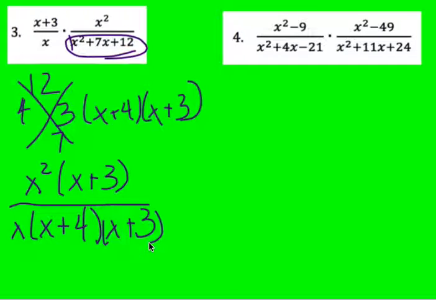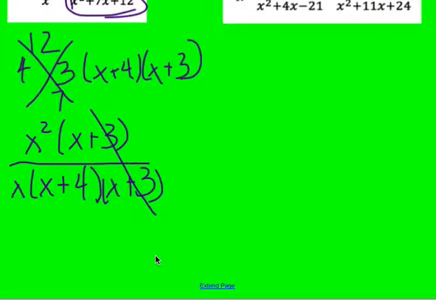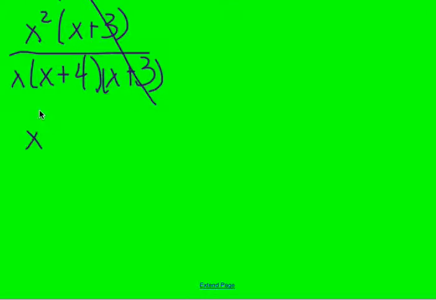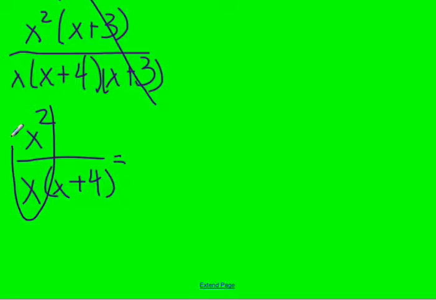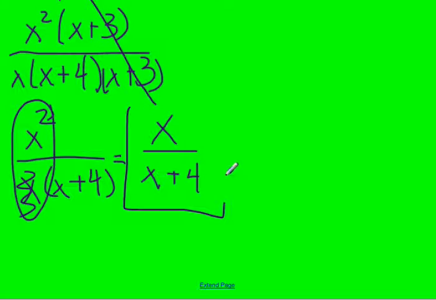So now I'm going to have to cross it off. So I'm going to take the x plus 3's and cross them off. So then I have x squared divided by x times x plus 4. So x squared divided by x, that's just going to give me x on the top, and we're going to completely get rid of this x right here. And on the bottom, we're going to have x plus 4. So that's my final simplified version.